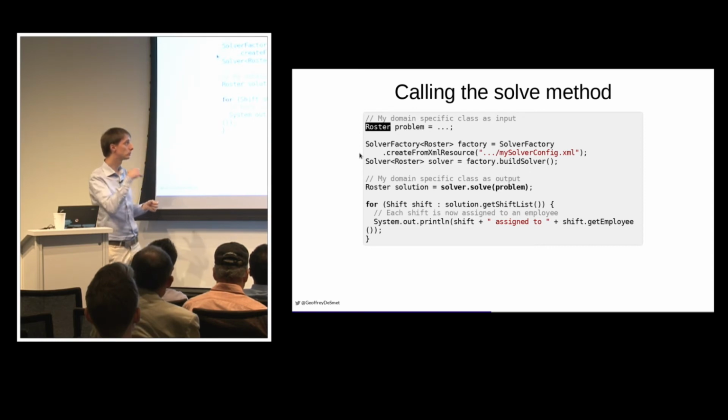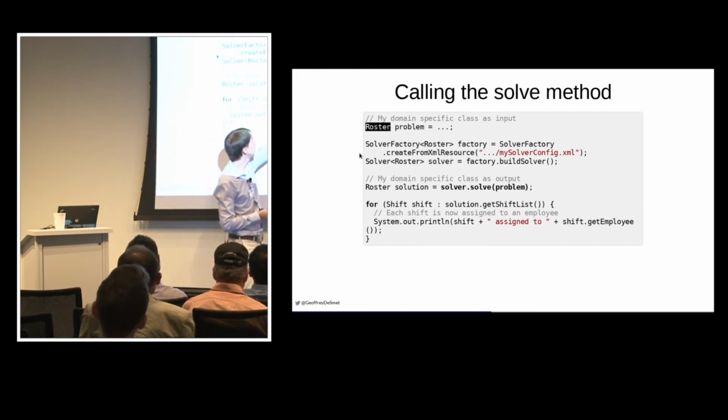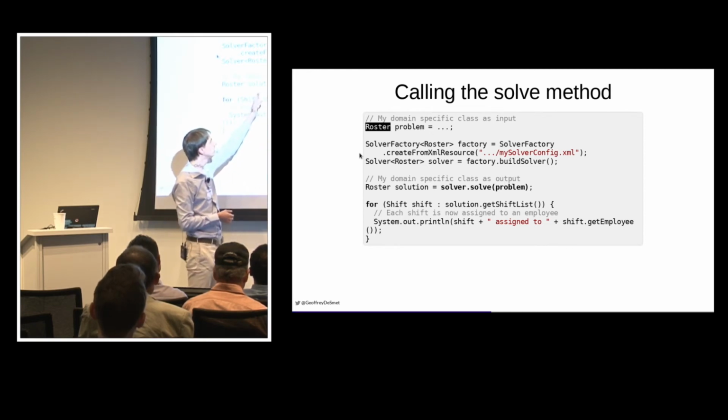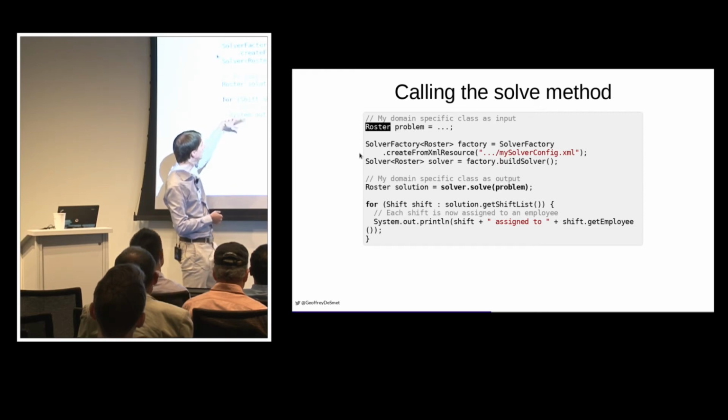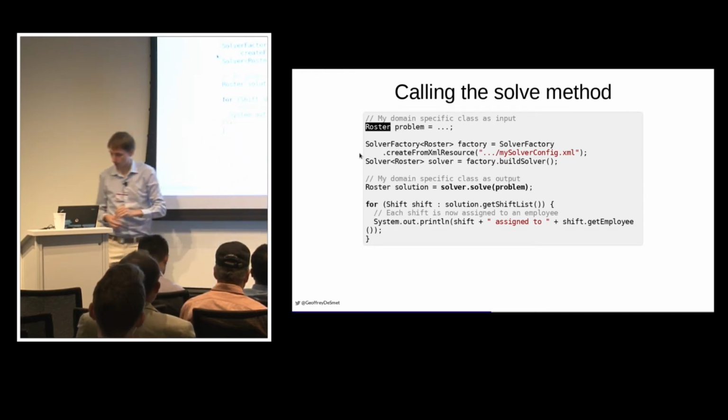But you can also say, just solve until you don't find a better solution anymore, or solve until I stop you from another thread. There's many, many different ways of configuring that. But at some point it returns, and you can even listen as it finds better and better solutions, so you don't have to wait until it returns. And then here I just do a system out, where I show the employee to each one.